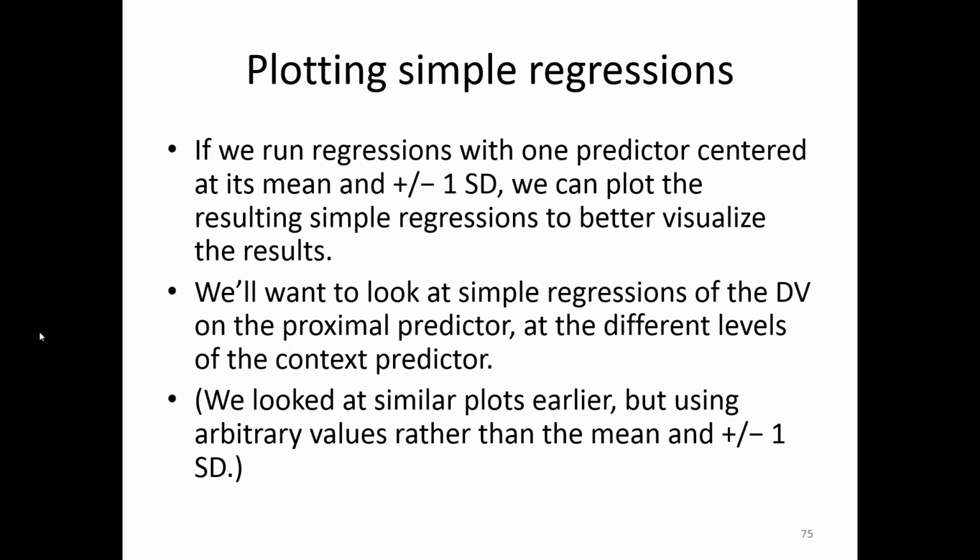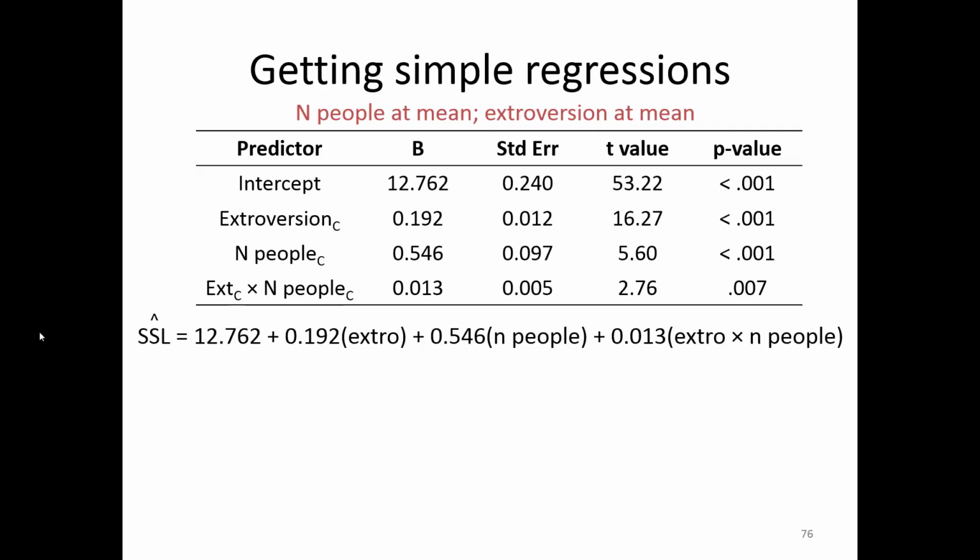the contextual predictor. Okay, so we looked at similar plots earlier, but we just used arbitrary values rather than the mean and plus or minus 1 standard deviation. Of course, we could say those are kind of arbitrary as well. Why not use any other value? But at least they're based on some statistics. Okay, so how do we get these simple regressions?